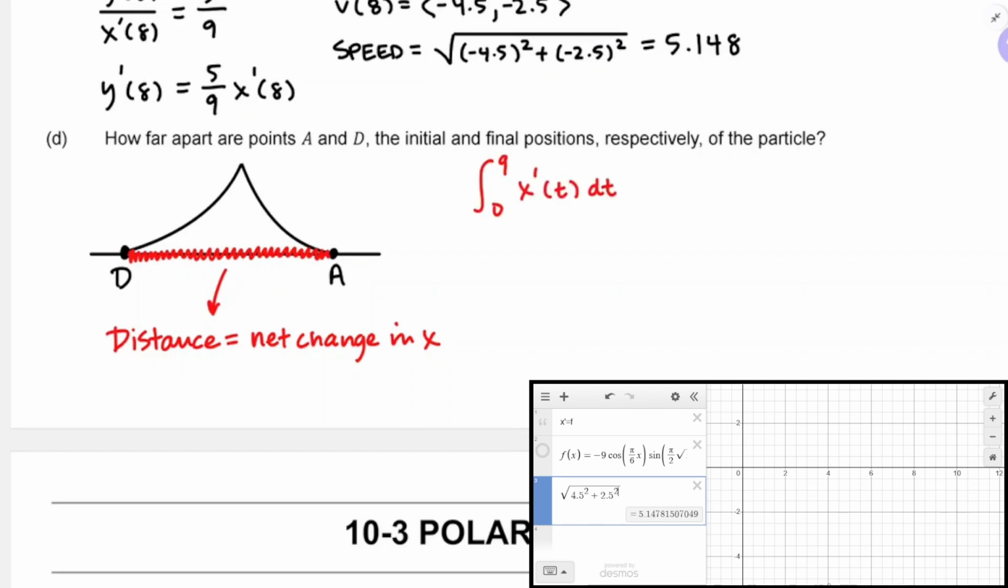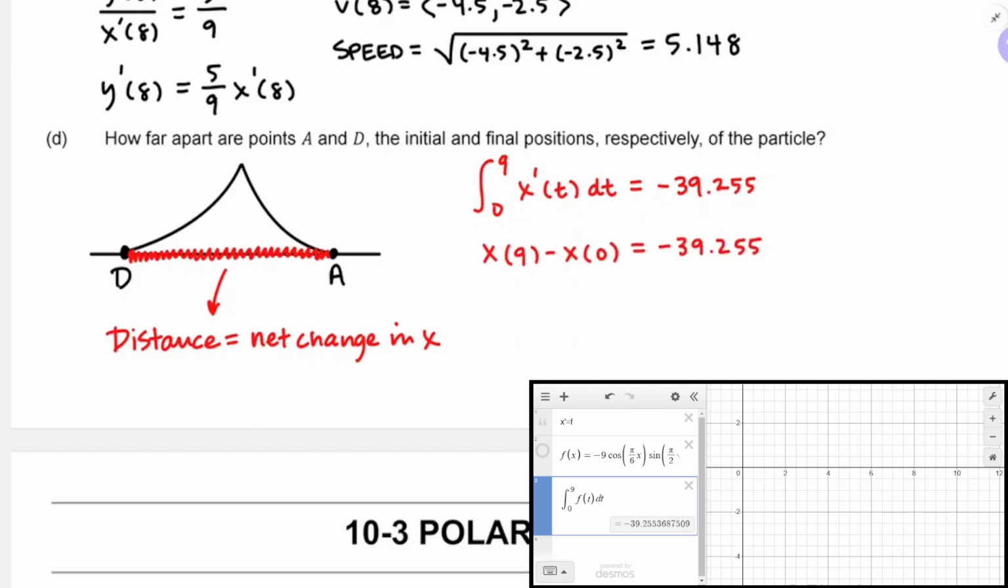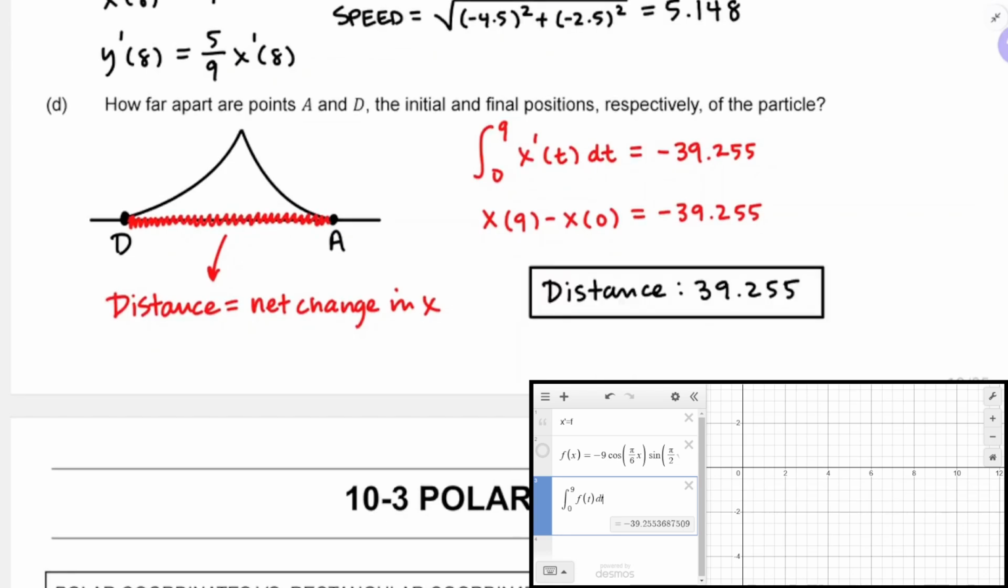Okay, so I'm going to go over here, integral from 0 to 9 of x prime of t dt, integral from 0 to 9 of f of t dt. I'll get negative 39.255. Now that means that x of 9 minus x of 0 is negative 39.255, which would make sense because we know that the object moved to the left. It just moved to the left by 39.255 units. And so I will conclude, okay, the distance they asked about is 39.255.